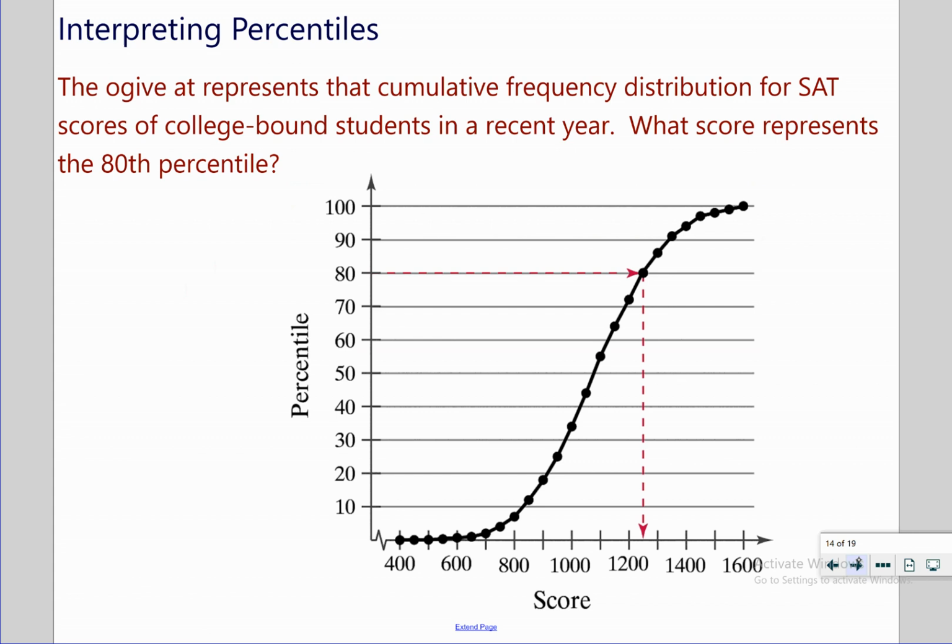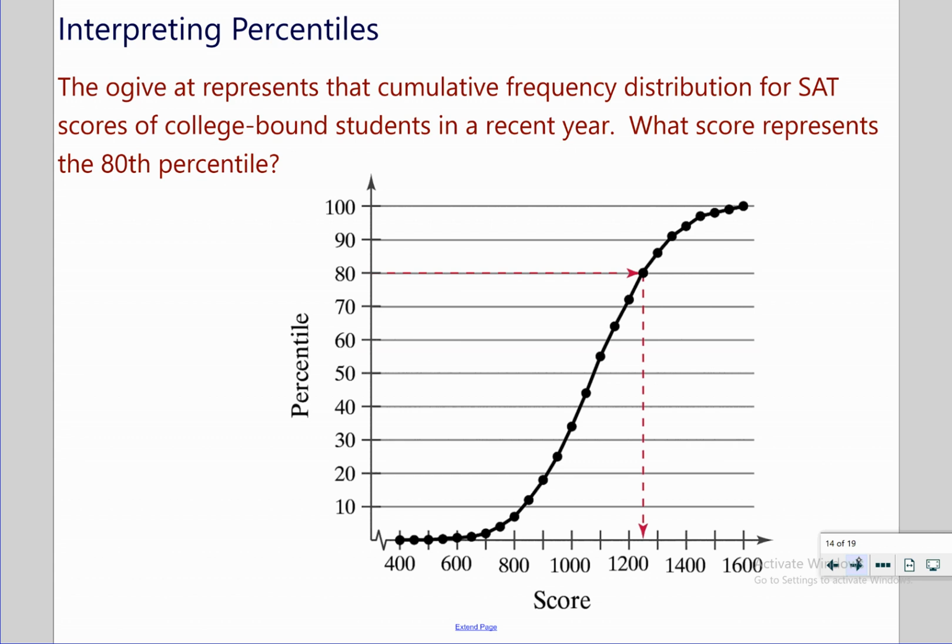So let's do an example. Is this one on your paper? No? Okay, this one's more like just reading a graph, honestly. It says the ogive graph represents cumulative frequency for SAT scores of college-bound students in a recent year. What score represents the 80th percentile? So percentiles are over here, and they've kind of drawn the line in for you already. If I want to know what score correlates, you can just find the percentile, go over to the graph, and then go down to find the score that's associated with it. So here, I would say it's like 1250.